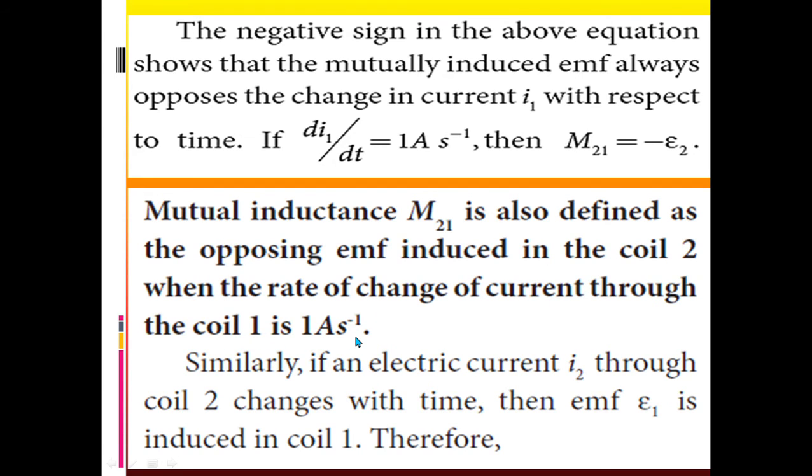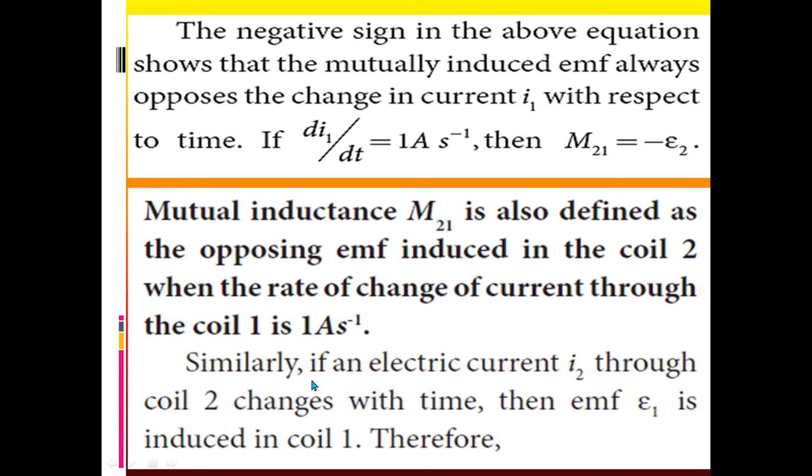So once again, repeat this mutual inductance definition. Mutual inductance M21 is also defined as the opposing EMF induced in coil number 2 when the rate of change of current through coil number 1 is 1 ampere per second.